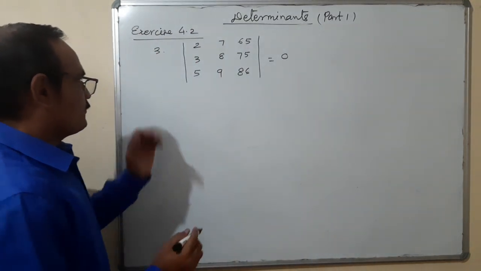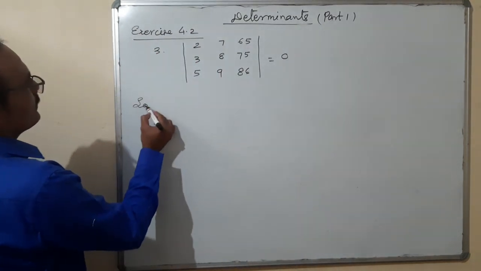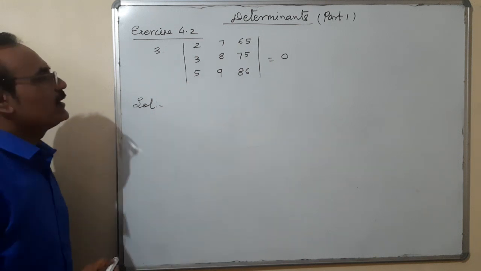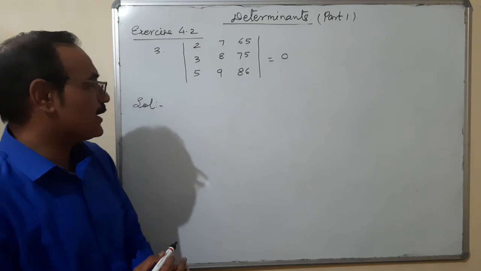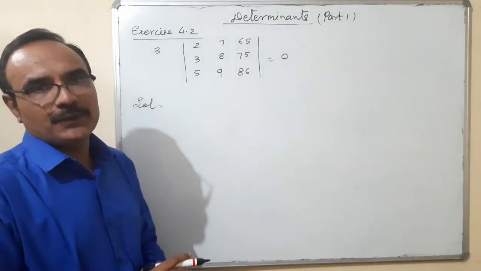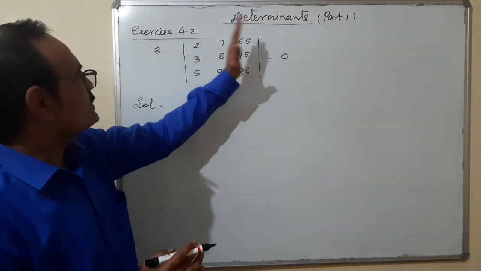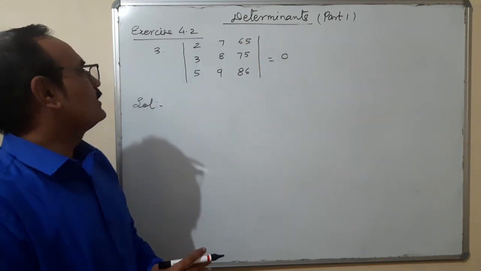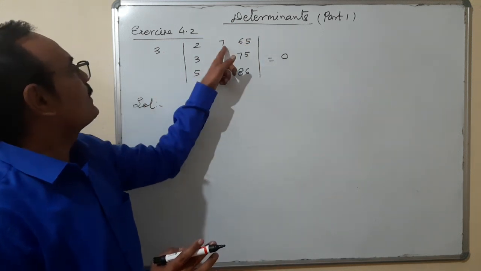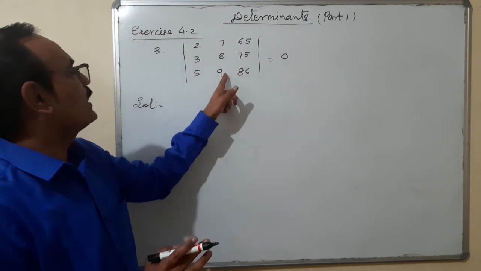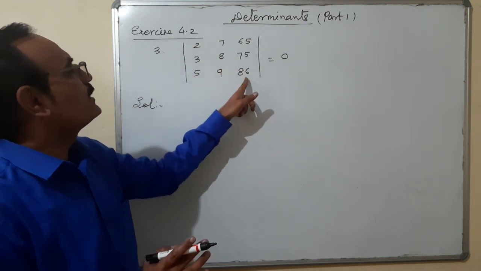First we analyze. The first column is very small: 2, 3, 5. The second column is 7, 8, 9, and the third one is 65, 75, 86, which has 2-digit elements. Now let us find out the relation between the first, second and third columns. The second column is 7, 8, 9, and the third is 65, 75, 86.